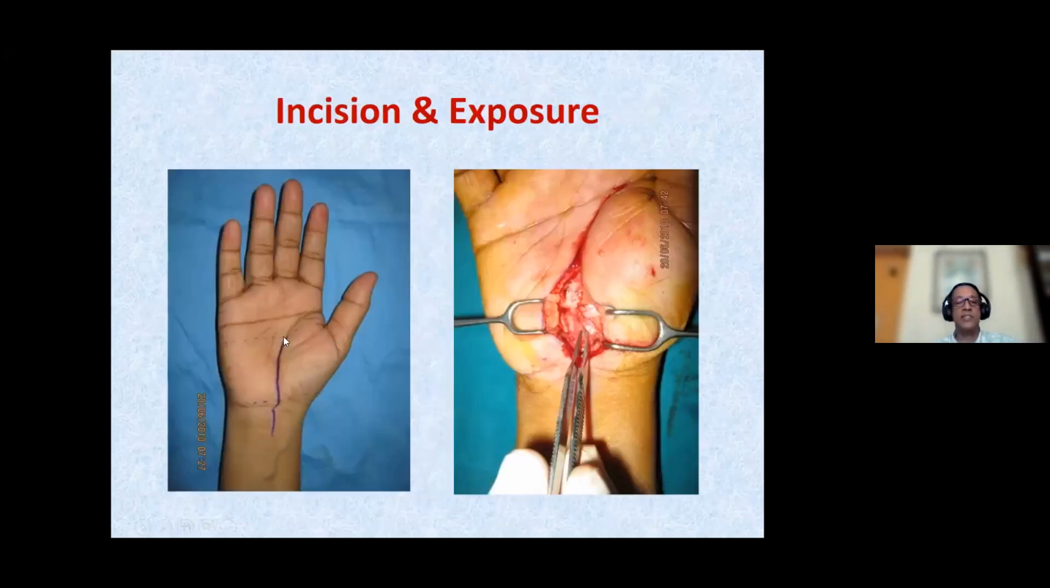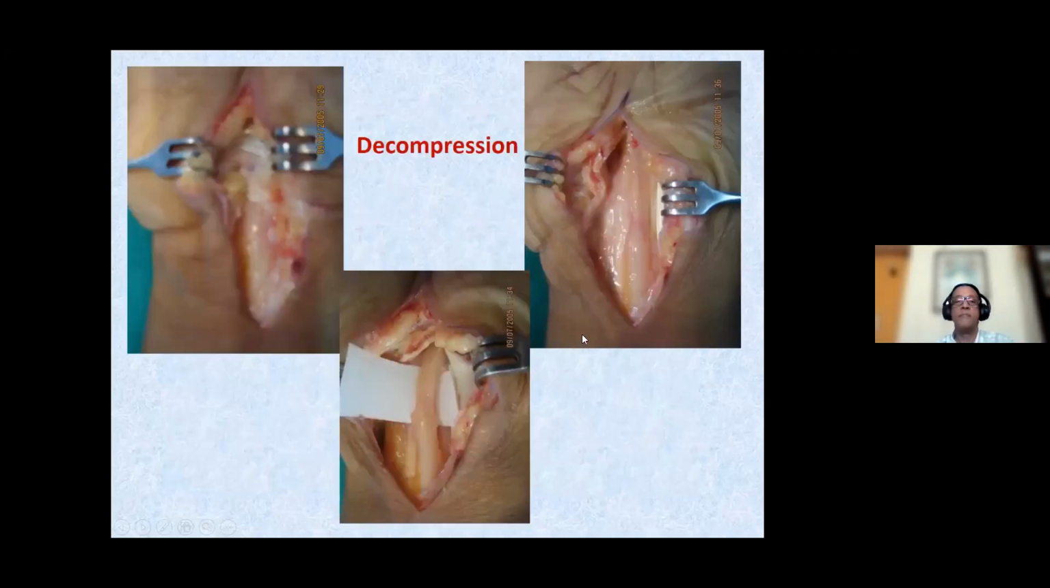So this is the incision, as I said, which I use. It goes along the thenar crease, and then with a small zigzag at the wrist, it passes on to the distal forearm. And once the skin and subcutaneous tissue is incised, you expose the carpal ligament, and then the carpal ligament is divided. What you see here are the edges of the carpal ligament, and what you see right in the middle is the median nerve.